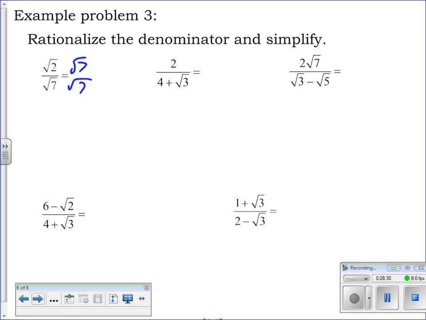You have to understand, I'm changing how it looks. I'm not changing what it's worth. That's why I say I'm multiplying by 1. I'm multiplying by root 7 over root 7, which has a value of 1. So although I may change how this looks, I do not change what it's worth. Does that make sense? So that's kind of an important concept. That's why I talk about multiplying by 1. But I multiply top and bottom, numerator, denominator by root 7. Multiply it out. Root 2 times root 7, root 14. Root 7 times root 7 is 7.